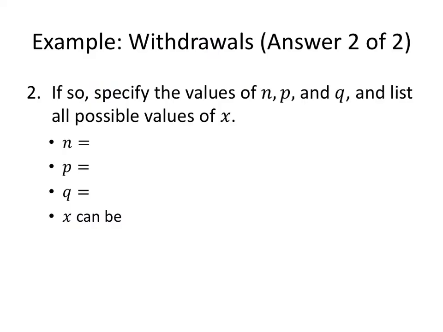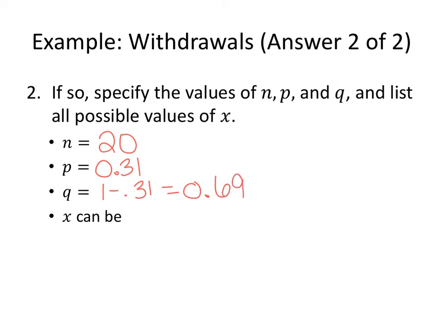Now we can specify the values of N, P, and Q and list all the possible values of X. So for N, it is the number of trials, so we have 20 trials. P is the probability of success. So if you think back to what the problem said, it said 31% of withdrawals occur because the student had employment conflicts. So this is going to be 0.31. Q is going to be 1 minus 0.31, so you should have 0.69.